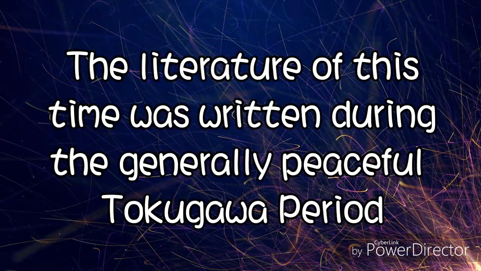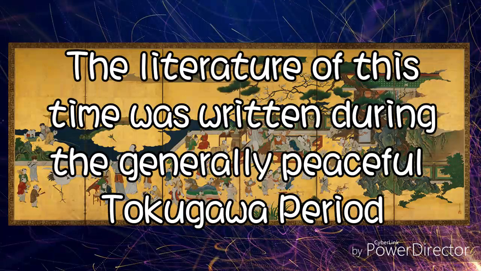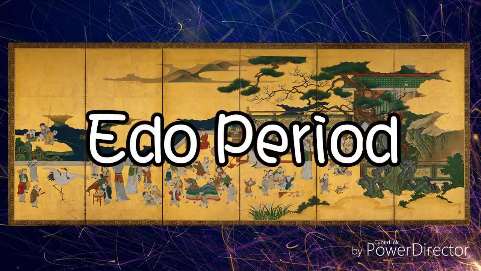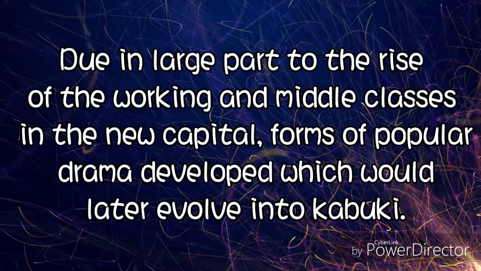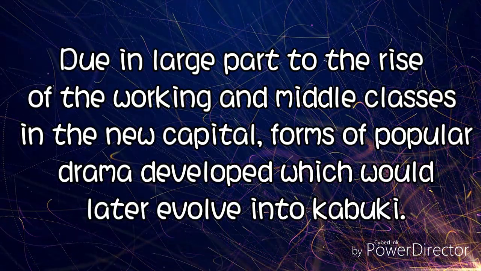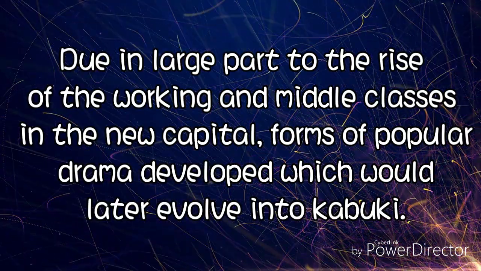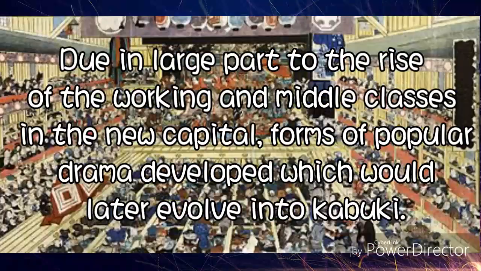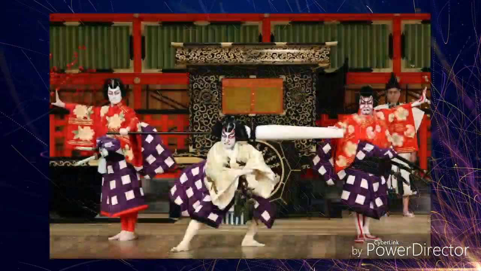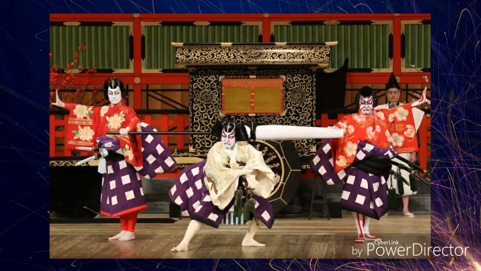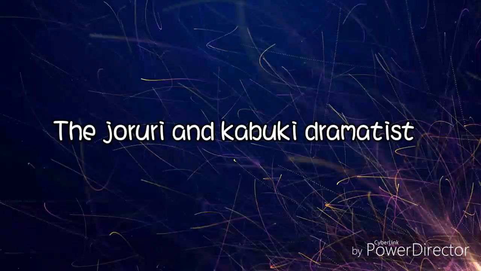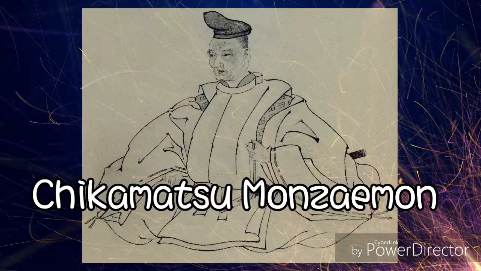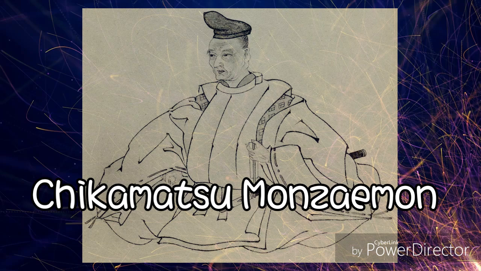The literature of this time was written during the generally peaceful Tokugawa period, commonly referred to as the Edo period, due in large part to the rise of the working and middle classes in the new capital. Forms of popular drama developed which would later evolve into kabuki. The Jiruri and kabuki dramatist Chikamatsu Monzemon became popular at the end of the 17th century.